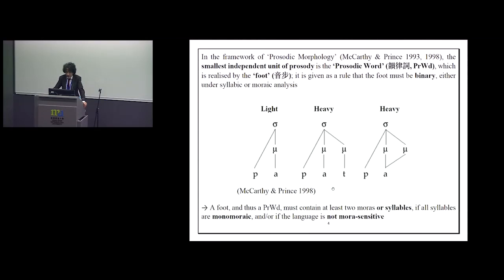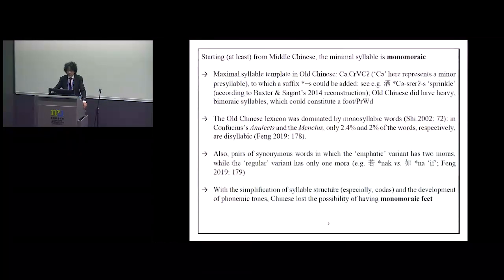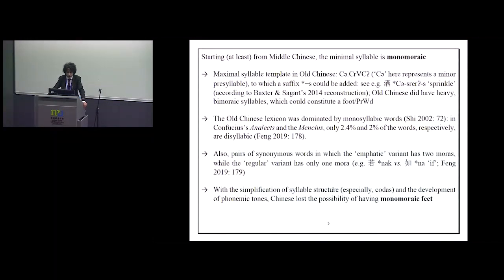And another, yet third option is that you might have long, heavy syllables, but your language is not quantity sensitive, is not mora sensitive. So this is irrelevant to the formation of a foot. So you really need two syllables to form an independent unit. And we know that starting at least from the Middle Chinese stage, the minimal syllable in Chinese/Sinitic is monomoraic.